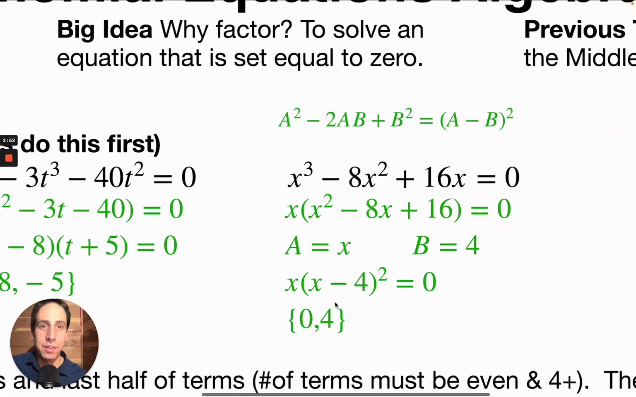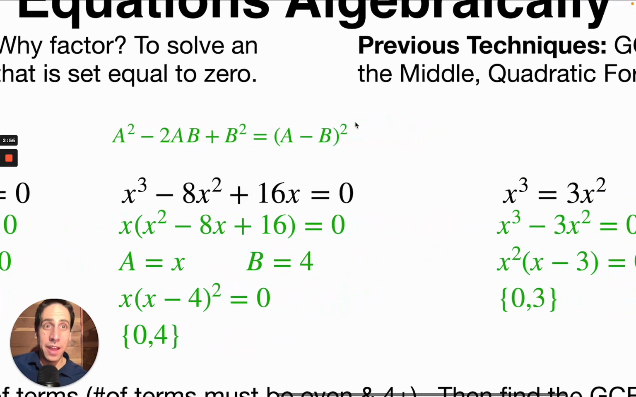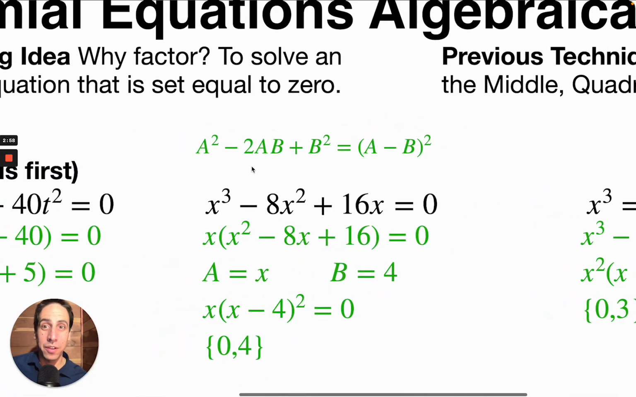Let's remember that we've got these formulas as well. This is to add to the list of previous techniques. We also have our perfect square trinomial formulas and difference of squares formulas. And you remember, if it's in this format, a squared minus 2ab plus b squared, then we can change it into a minus b squared.